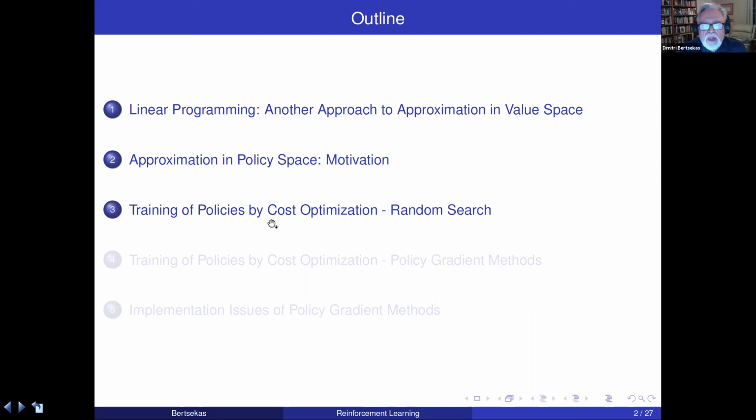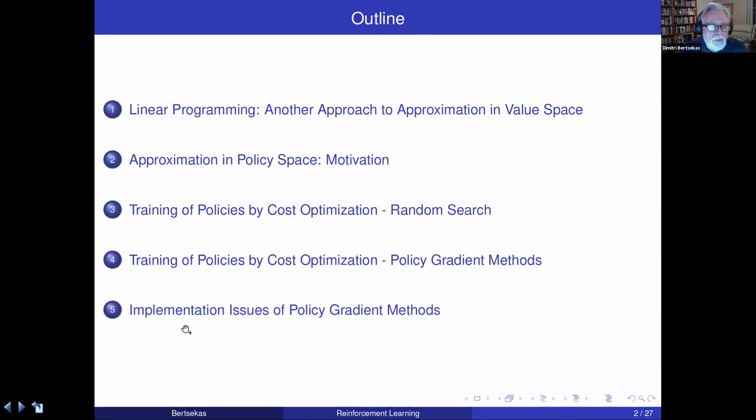One is a possibility that's based on cost optimization, which is what we're going to focus on, and it uses random search methods. Another possibility is to use what's called policy gradient methods. Both of these are quite popular. And we're going to take a closer look and then discuss some implementation issues, and also some of their advantages and drawbacks. So I am now going to switch to the video.